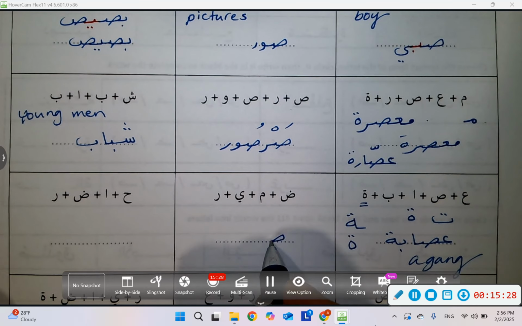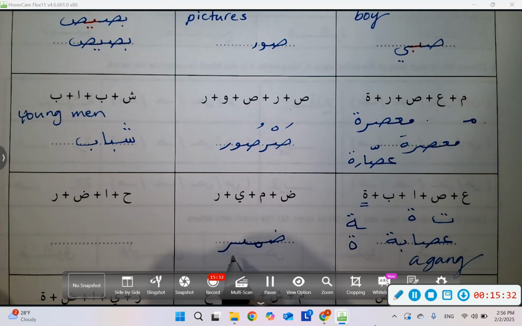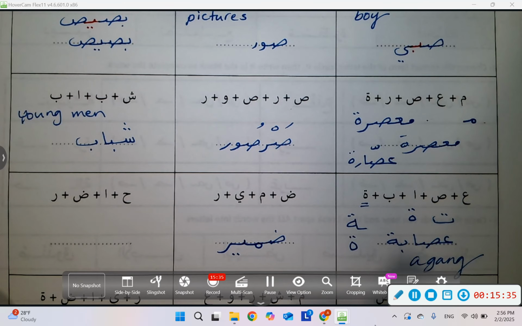Damir, da, mim, we roll it from the bottom, ya, ra. Damir, yani conscience. Conscience is a psychological tool that a person has where he feels guilty if he did something wrong. We call this damir or conscience. So if someone did something wrong and he doesn't feel guilty, we call him baladamir. It means you don't have a guilt feeling.